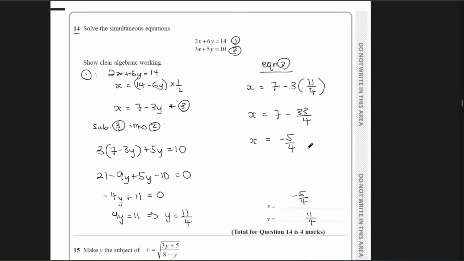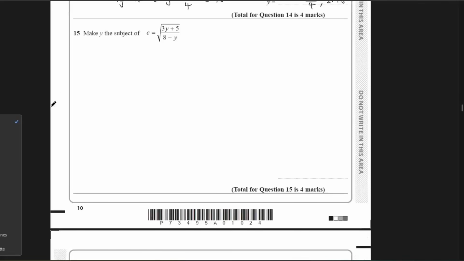You can also write your final answer in decimals. Minus 5 over 4 is the same as minus 1.25. 11 over 4 is the same as 2.75. So both are fine, but you only need to write one form in your final answer, either the fraction or the decimal. Question 15. Make y the subject of this.